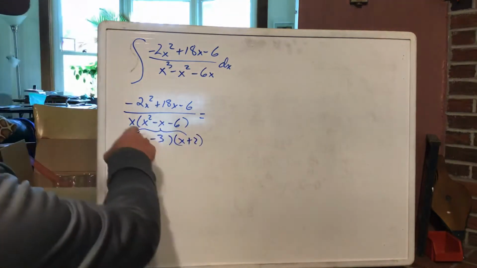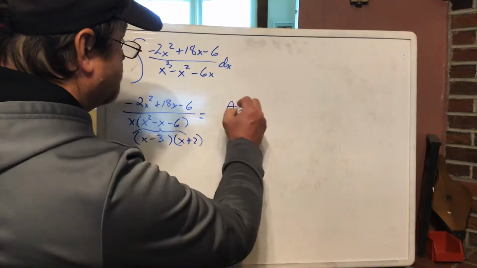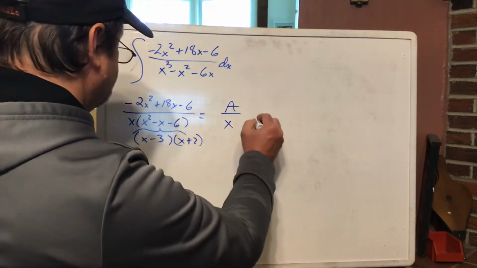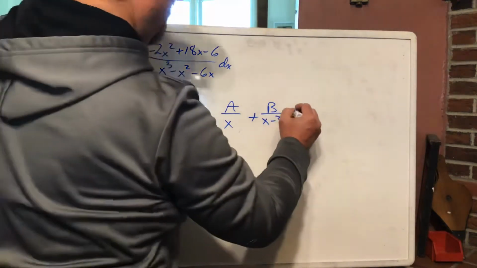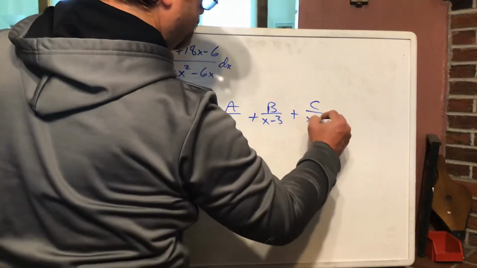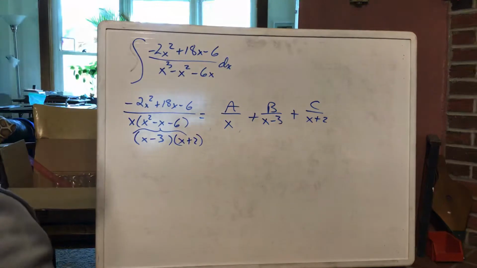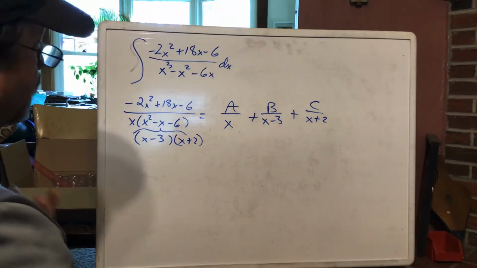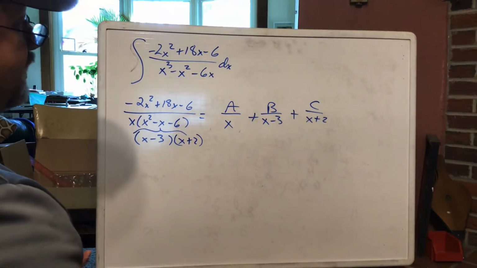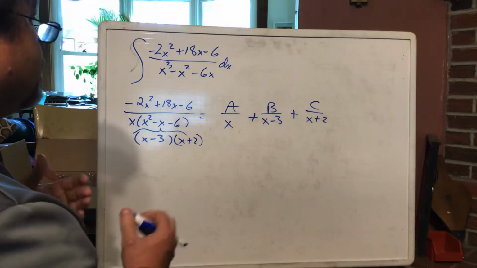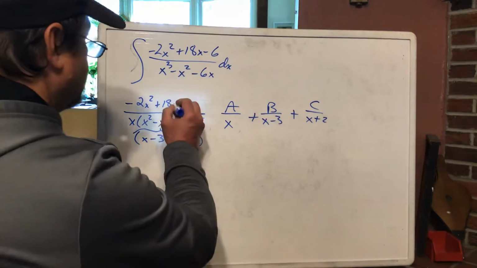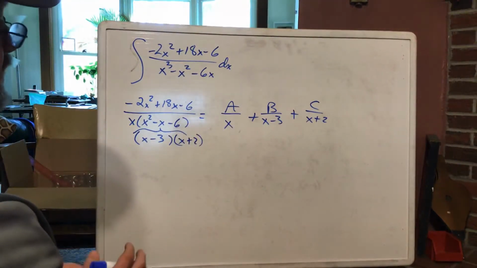So now I have three factored terms. I would say I've got a over x plus b over x minus 3 plus c over x plus 2. Now, that's going to be more complicated. I'm going to end up with three equations and three unknowns instead. However, I do the same basic approach. Now, there is a shortcut, and I'll talk about the shortcut subsequently, but for right now, we're going to do it just the same way we did it before.